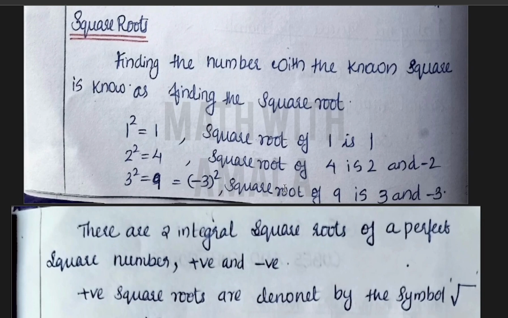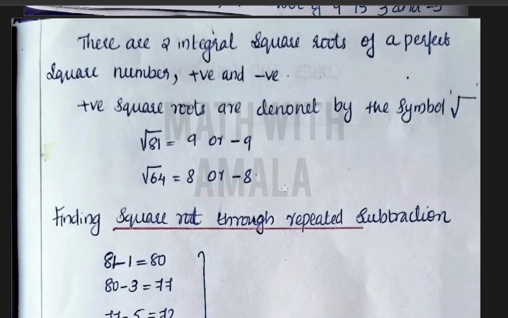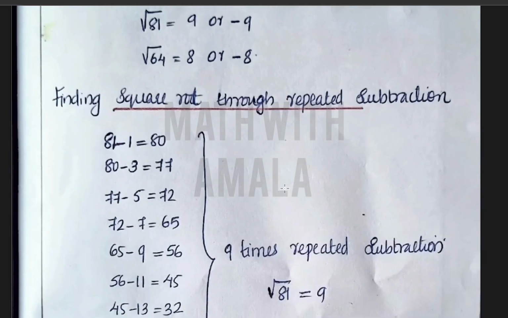The next thing is square roots. Finding the number whose square is a given number is known as finding the square root. 1 square equal to 1, here the square root of 1 is 1 itself. 2 square equal to 4 means the square root of 4 is 2 and minus 2, because 2 square and minus 2 the whole square are 4. There are two integral square roots of a perfect square number, positive and negative, like 2 and minus 2. Positive square roots are denoted by the root symbol, and root 81 is equal to 9 or minus 9, root 64 is equal to 8 or minus 8.